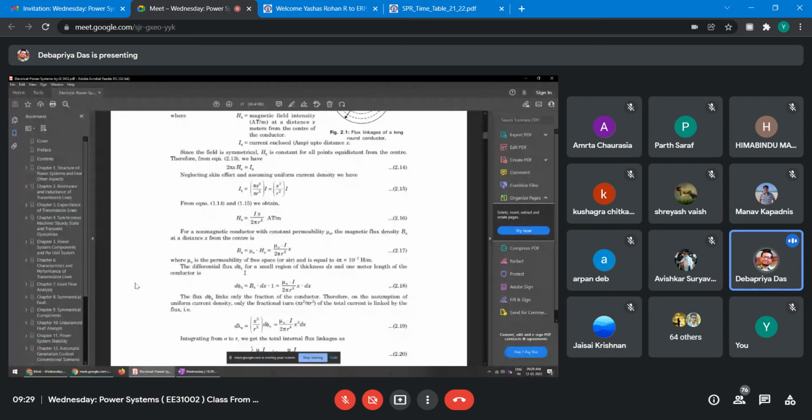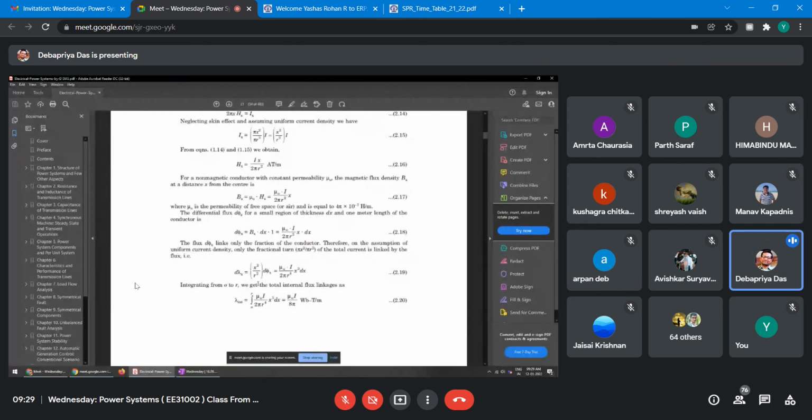the differential flux d phi x for a small region of thickness dx and 1 meter length of the conductor. Just fold your notebook. The thickness is dx and length is 1. You cut it, it is like a conductor. So length is 1 meter and thickness is dx, so area is dx into 1 square meter. So d phi x will be Bx into dx into 1. That is why it is 1, for 1 meter length. So mu 0 into I upon 2 pi r square x into dx.